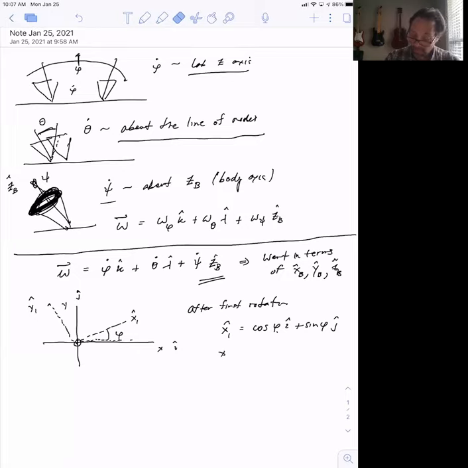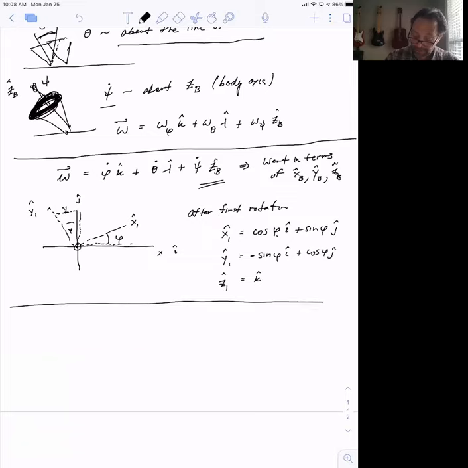Then I need y1. I have to go back, which is minus sine phi. That angle is the opposite side of that angle. That's phi. I hat, and then I have to go up this amount. So I have plus cosine phi j hat. And then z1 is just k hat. So that stays the same. So that's the first rotation in the Eulerian scheme. Now we do the second rotation. So think about what happens with the second rotation. You go around the line of nodes. The line of nodes for us is x1.